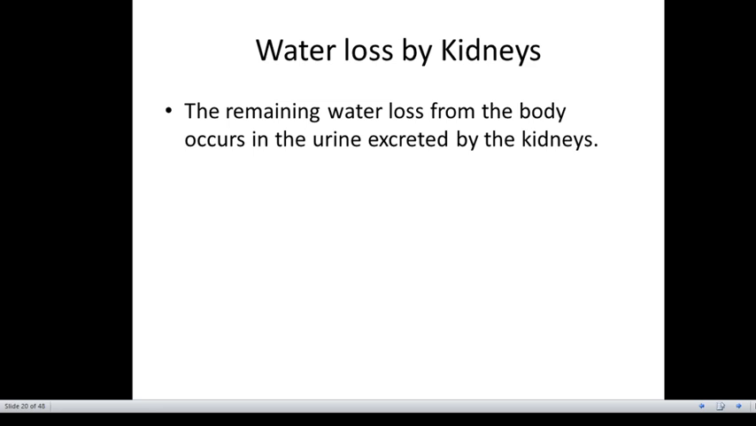The remaining water loss from the body occurs in the urine excreted by the kidneys, and multiple mechanisms control the rate of urine excretion, which we shall be studying in later lectures.